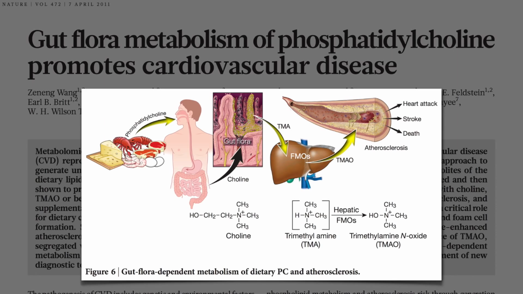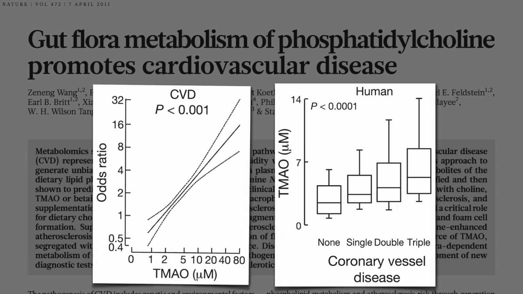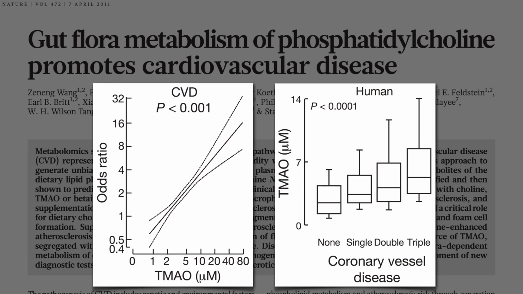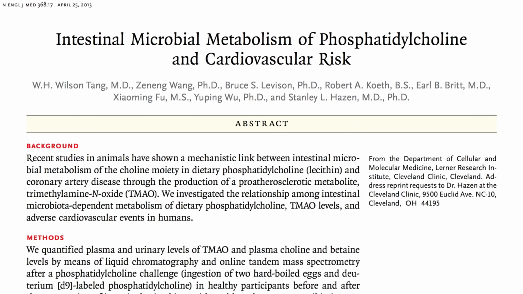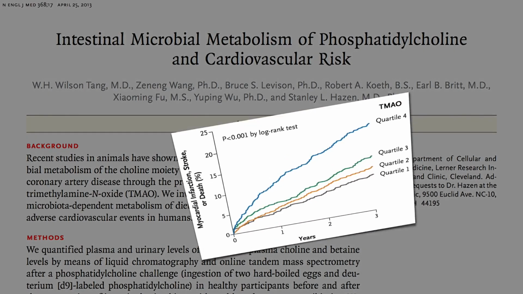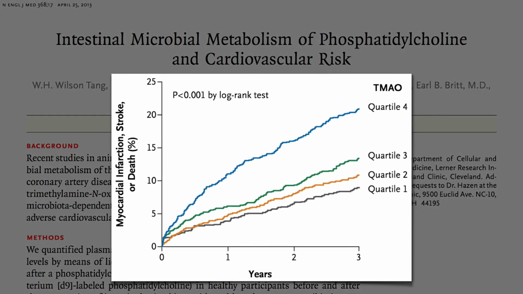But just because at a snapshot in time people with heart disease tend to have higher TMAO levels doesn't mean having high TMAO necessarily leads to bad outcomes. We'd really want to follow people over time, which is what they did next. 4,000 people followed for 3 years, and those with the highest TMAO levels went on to have significantly more heart attacks, stroke, or death. Wait a second, though.